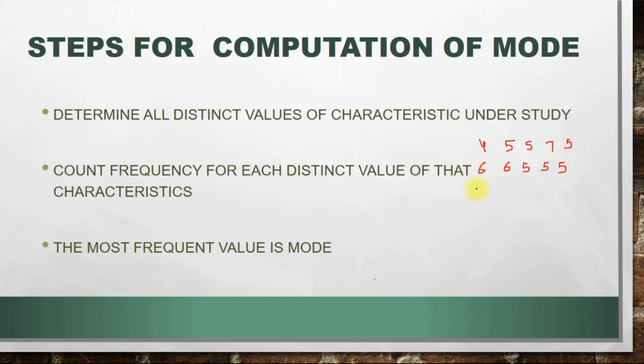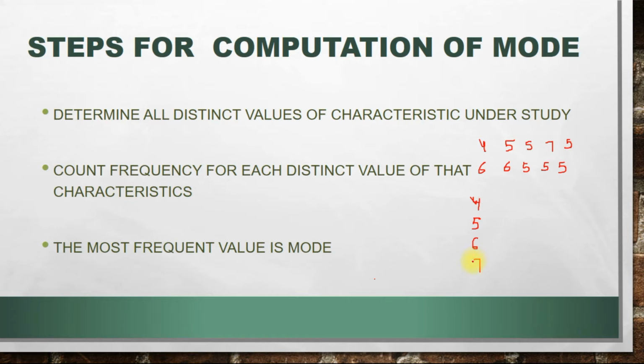So here are 10 customers, and if we look at the data points, that means shoe sizes, here we have 4, 5, 6 and 7. So we have 4 distinct values. The first step is to determine all distinct values, so we write 4, 5, 6 and 7 as distinct values. This is the first step.